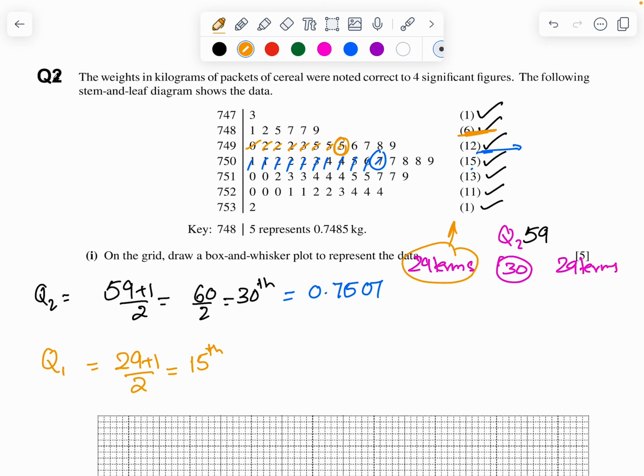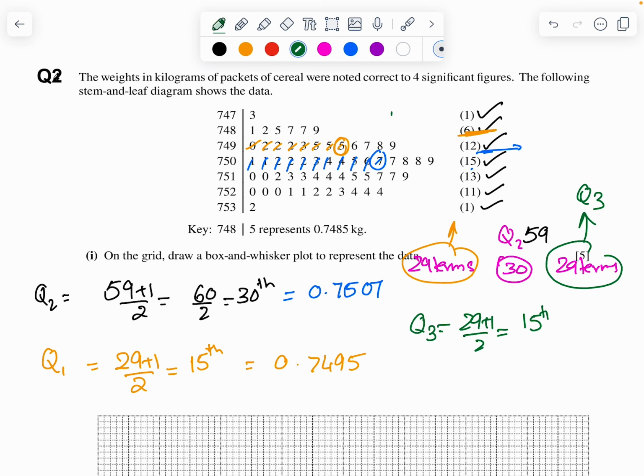So 0.7495 is going to be Q1. Now for the 29 terms over here, the middle number will be Q3. Again 29 is an odd number, (29 plus 1) divided by 2, which is the 15th term. The 15th term after Q2: 1, 2, 3, 4, 5, 6, 7, 8, 9, 10, 11, 12, 13, 14, 15. So 0.7517 is going to be the Q3 value.